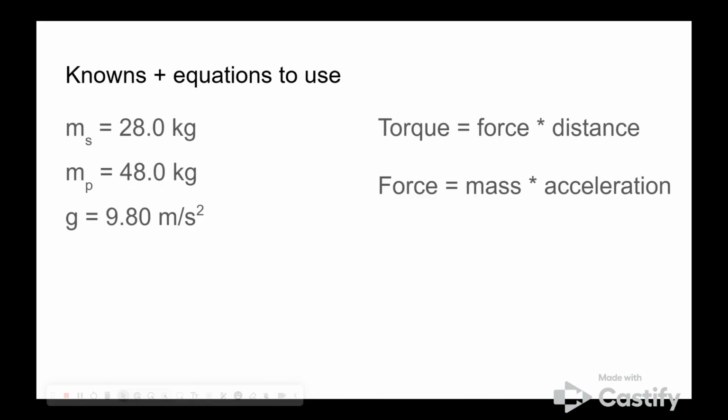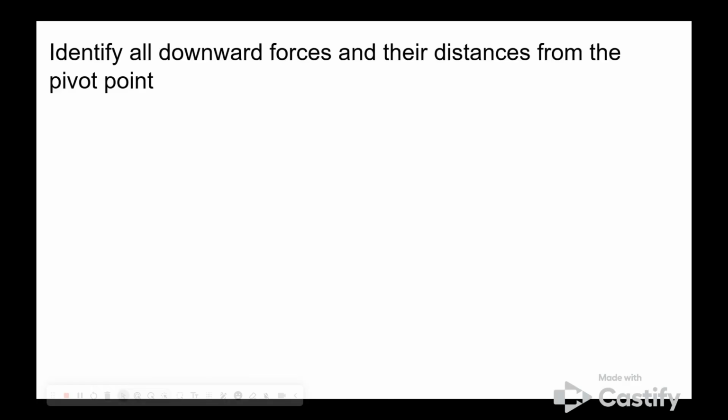So a couple of our knowns and some equations to use. We have the mass of our scaffolding, which is 28 kilograms, the mass of our painter, which is 48 kilograms, and G is about 9.8 meters per second squared. Then we have our torque equation, which is force times distance, and our force equation, which is mass times acceleration. First we have to identify all downward forces and their distances from the pivot point.